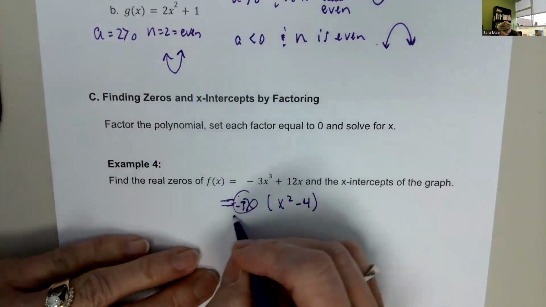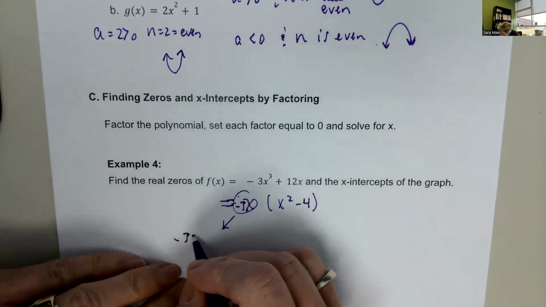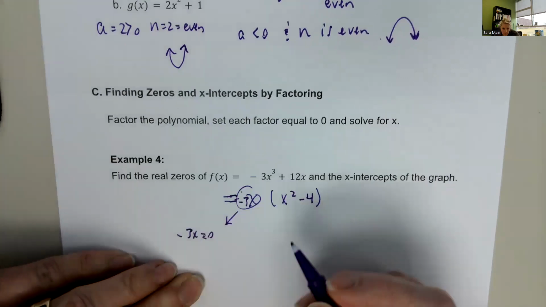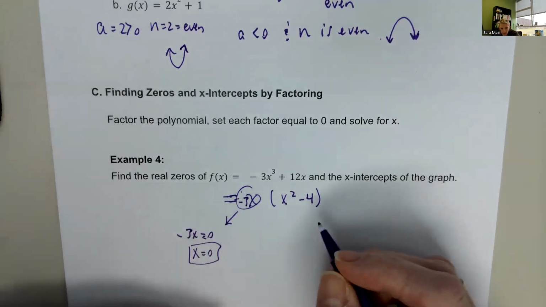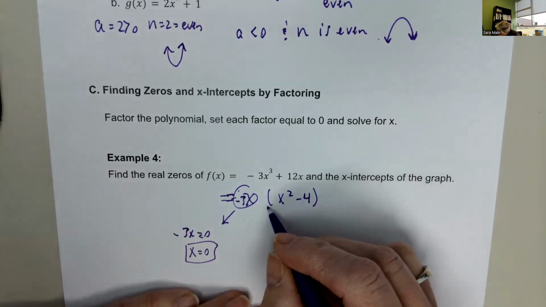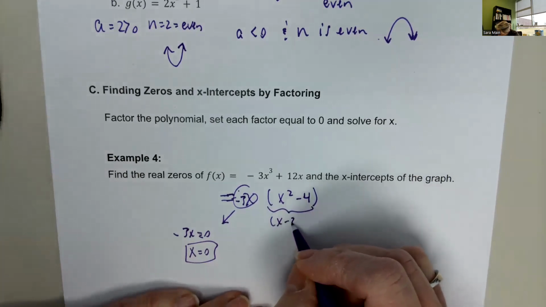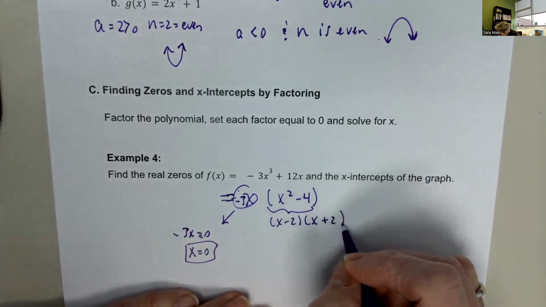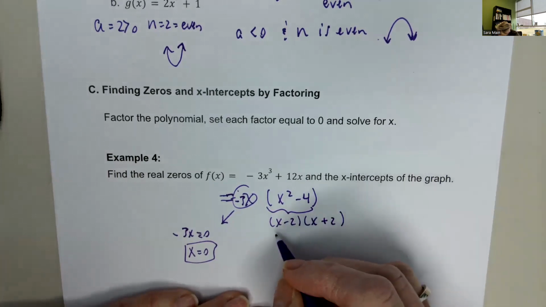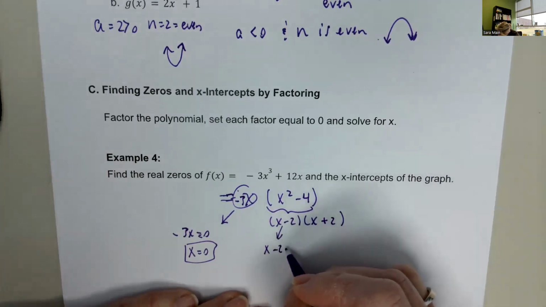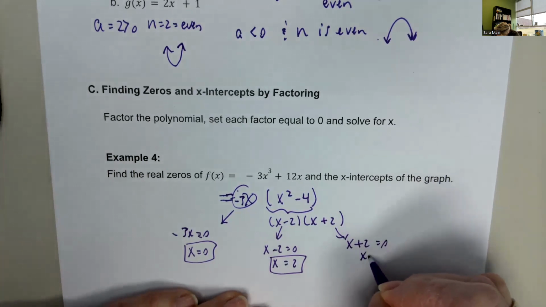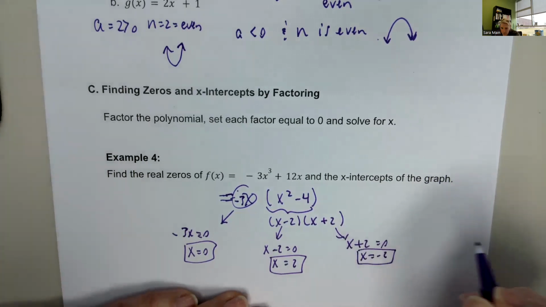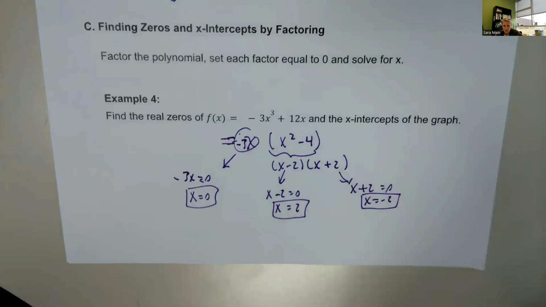So then I can set negative 3x equal to 0. That means x equals 0 when I divide by negative 3. And then I can actually factor this into x minus 2, x plus 2. I can set x minus 2 equal to 0, so x equals 2. And I can set x plus 2 equal to 0, which is x equals negative 2. So it had 3 roots.